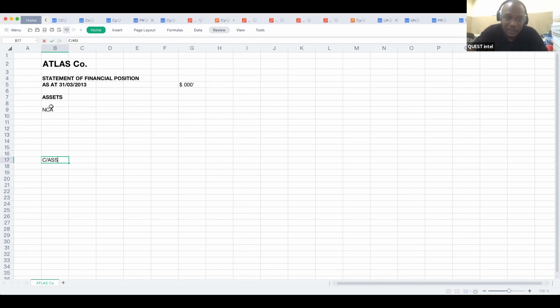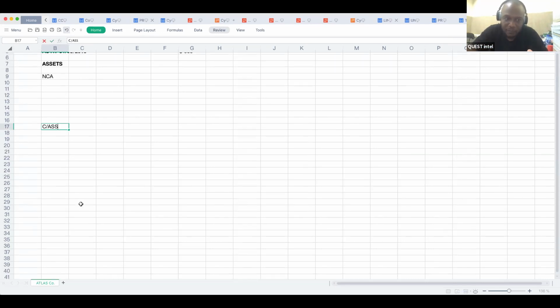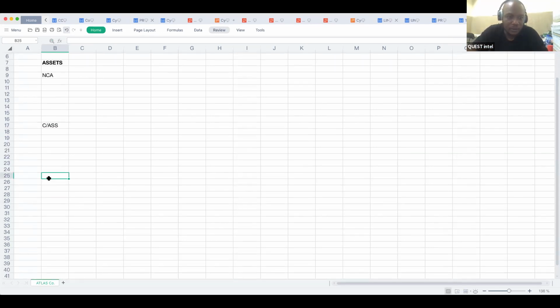So non-current asset is NCA. I know what non-current asset is. I'm marking your script. So please don't go and write non-current assets. You're wasting time that you don't have. CA is current assets. I know what it is. Don't go and write current assets. You're wasting time you don't have. All right. And then we go to equity.